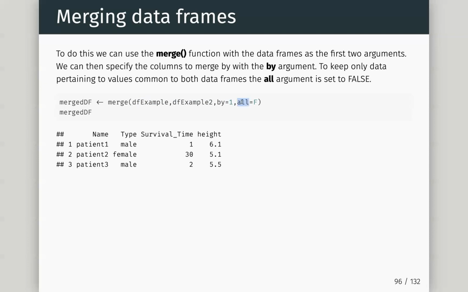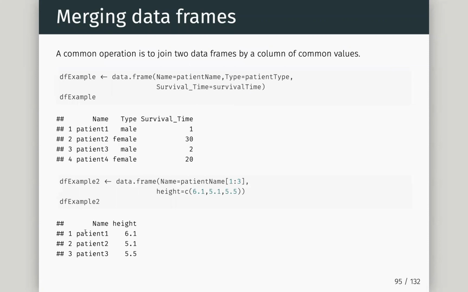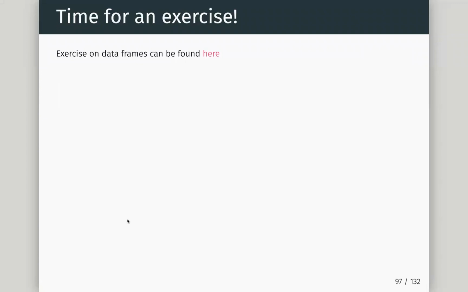And then I can tell it various combinations of how to keep the data. But here I'm going to say all equals false. And it's only going to keep data which is in common across both data frames. Okay, so it's not going to try and keep all the data from both data frames. It's actually going to be false, and it's just going to keep the data which is in common. We saw when we started this last time here, 1, 2, 3, 4. There was only 3 here, so it's going to throw away this patient 4 because there's no information in the second data frame on this.